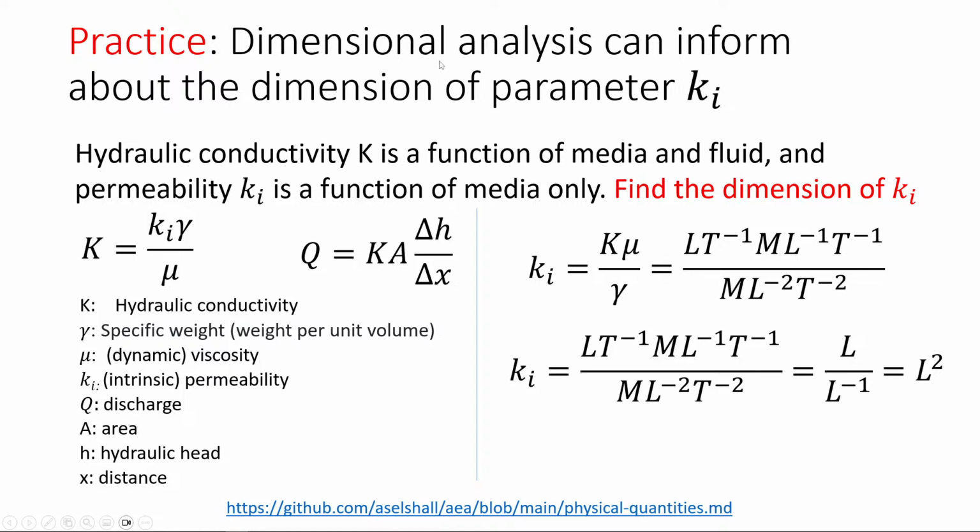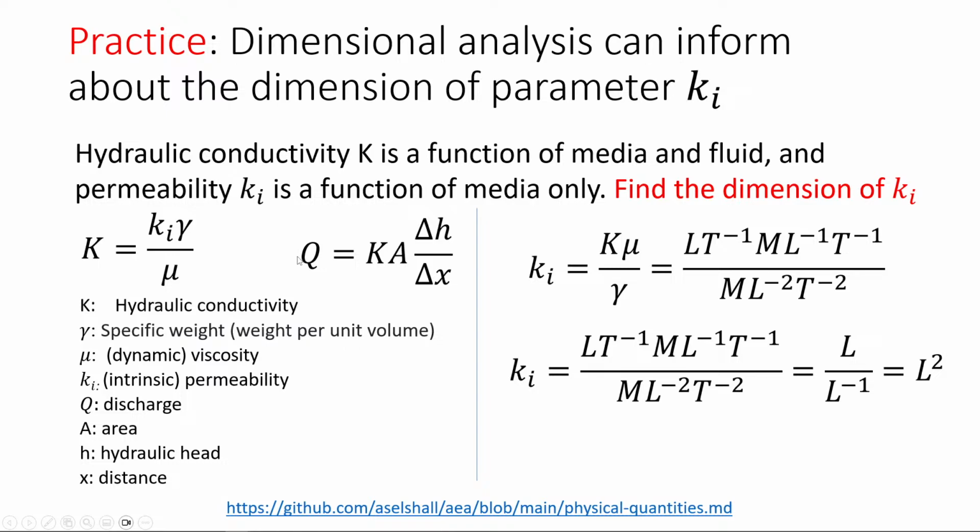We also did some practice. For example, this is something you've never seen before. It's called intrinsic permeability, whatever that is. I'm asking you what the dimensions of this are and how you can find them. You have an equation for it: K, hydraulic conductivity, is equal to intrinsic permeability times specific weight divided by viscosity, or dynamic viscosity. Maybe I don't know the unit or the dimension of this one, but we have an equation for it.